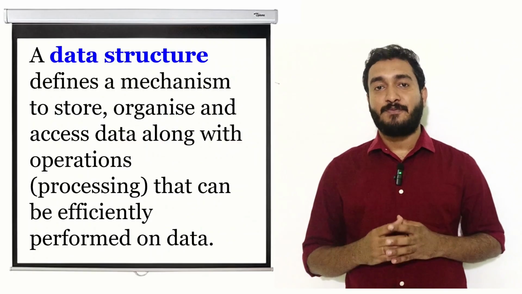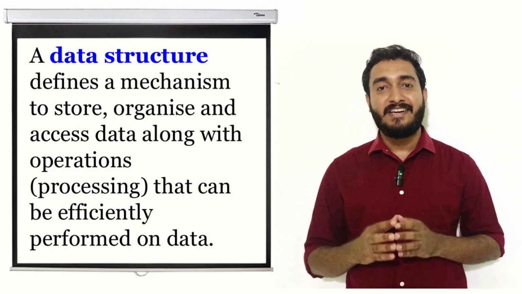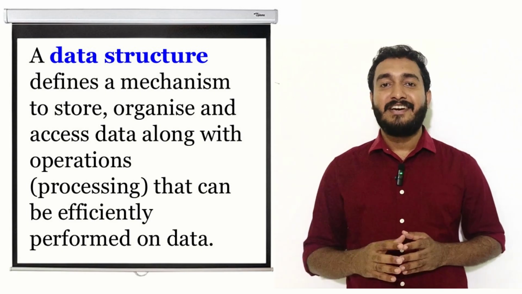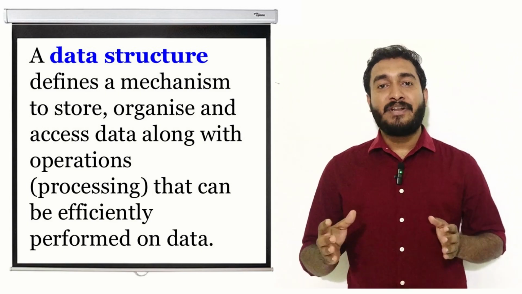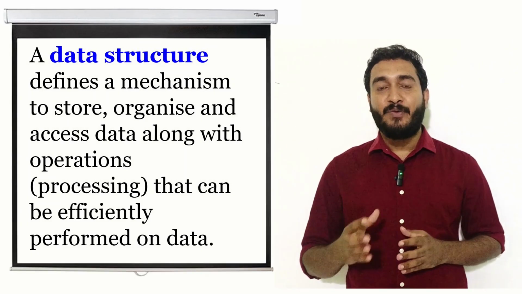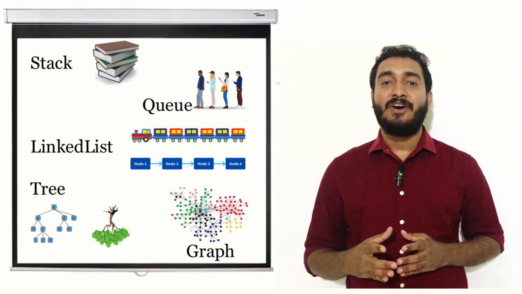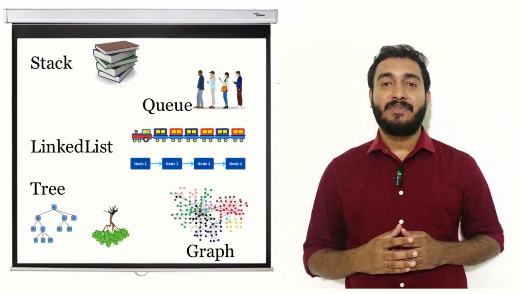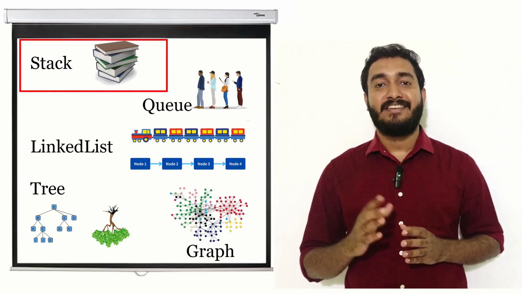So what is data structure? Data structure is a mechanism in which we store the data, we organize the data, we access the data, and we perform some operation on these data. There are different types of data structures. We have stack, queue, linked list, tree, graph, etc. But in this chapter, we are going to learn about stack.